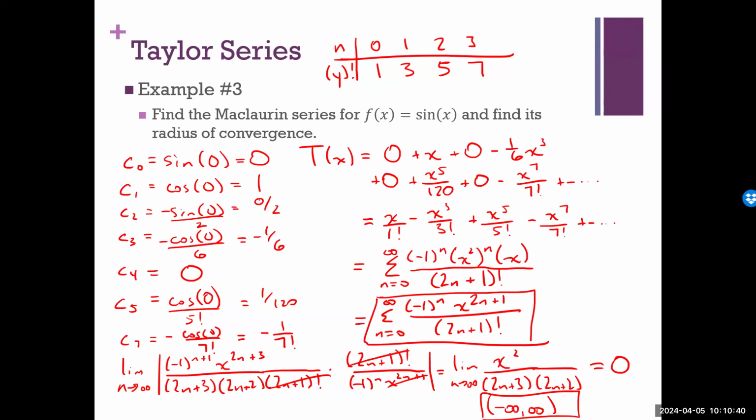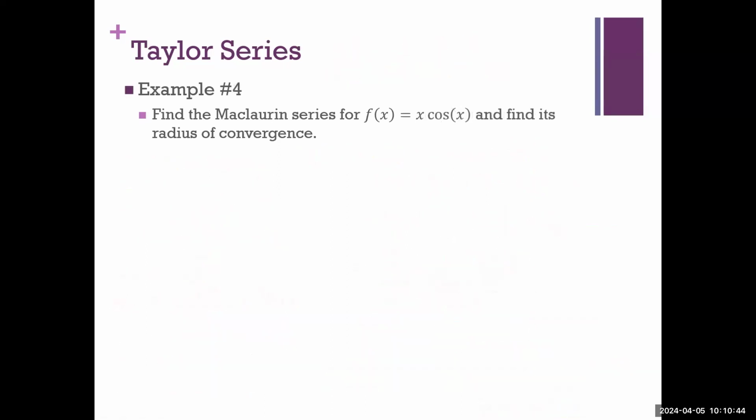So let's go to another example. I want to find a Maclaurin series for this thing. So f of x equals x cosine x. How do we do that? How should we get started?